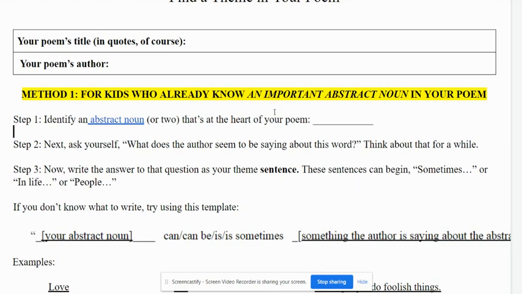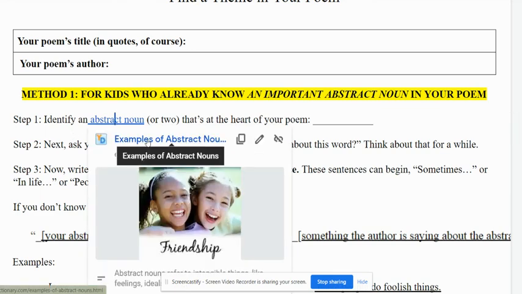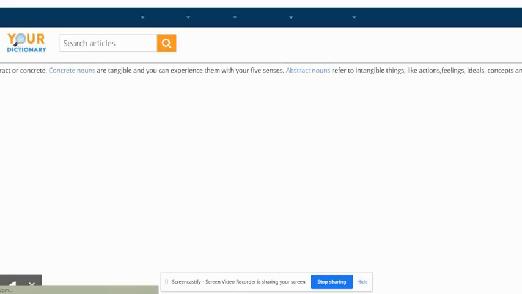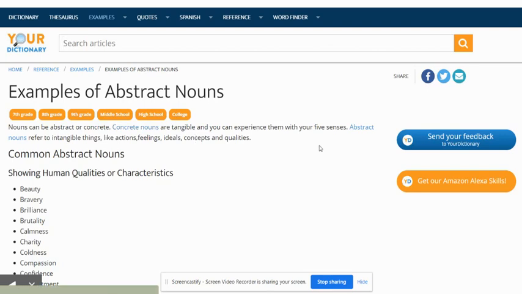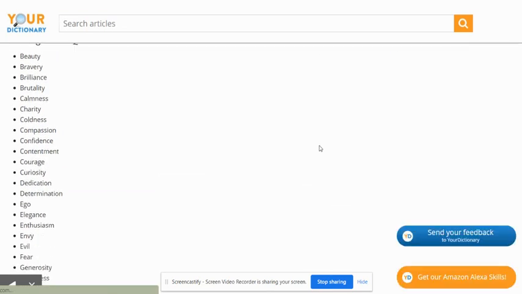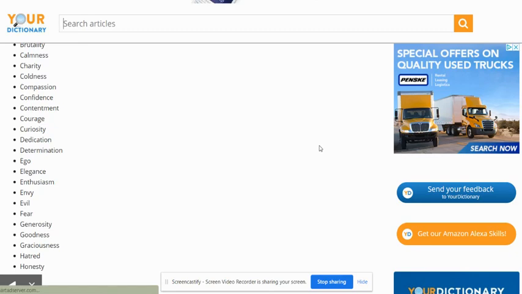All right, so let's say you're a person who already knows an important abstract noun in your poem. You're going to write it here, and if you're really close to getting it, but you don't know the exact word for it, follow this link and go look at examples of abstract nouns. If for some reason this doesn't open for you, just go to Google and search abstract nouns and then look at images and you'll see pictures of lists.